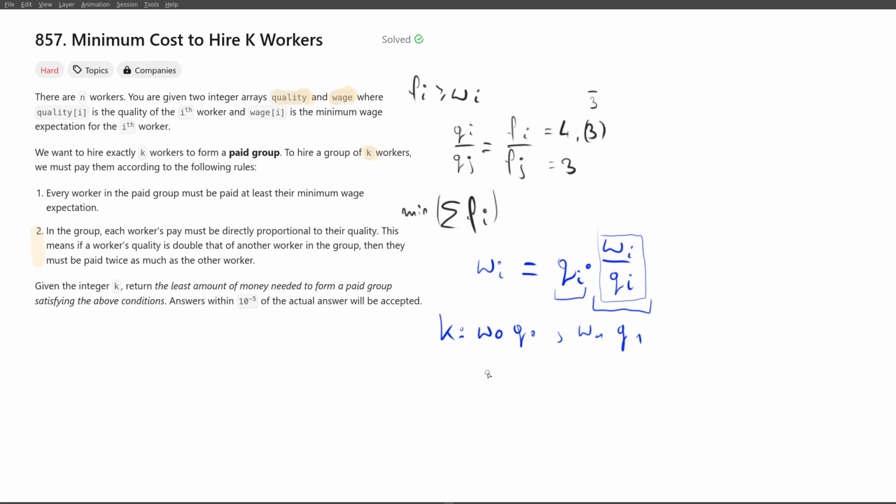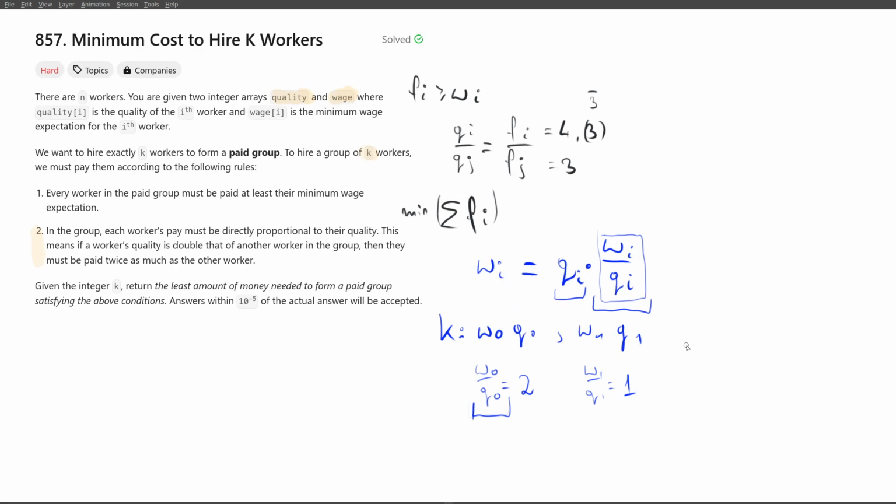So for instance, let's say that W0 divided by Q0 is equal to 2, and W1 divided by Q1 is equal to 1. So this guy is satisfied with less than this one. Since this one requires $2 for every unit of his quality, this guy has to be paid Q1 divided by Q0 times as much. Then he also has to be paid proportional to this bigger value, so that they are paid proportionally.